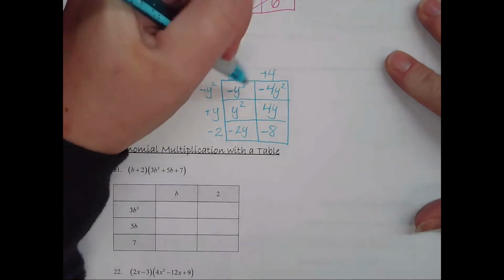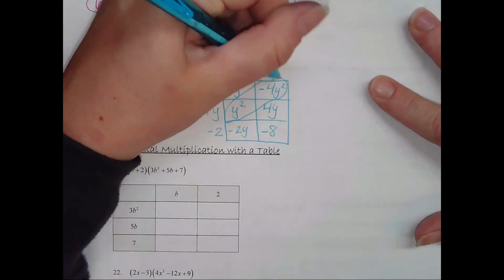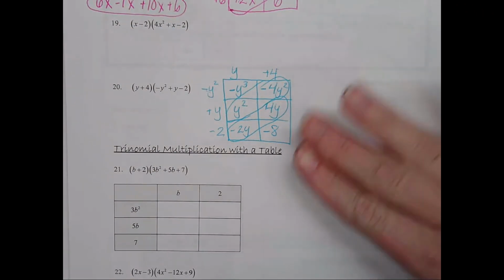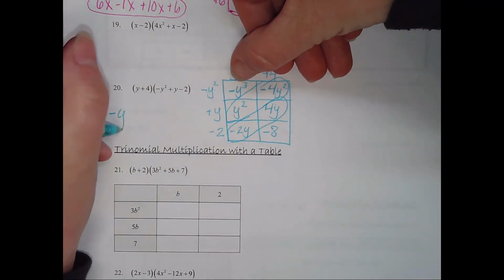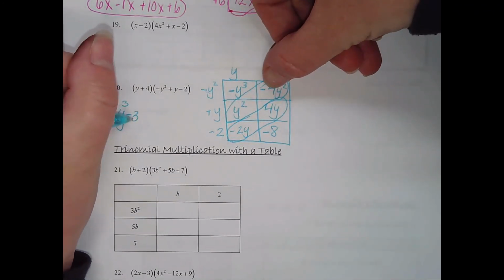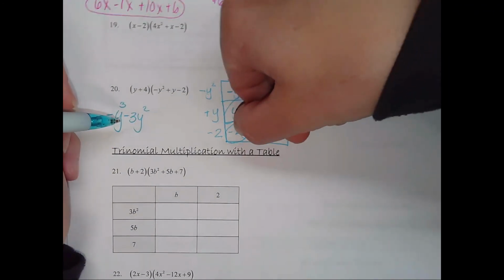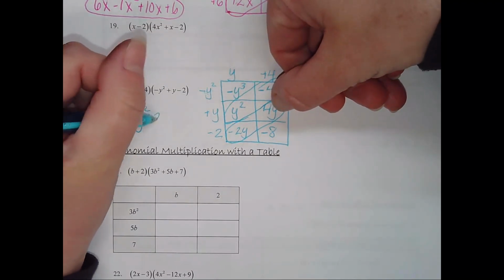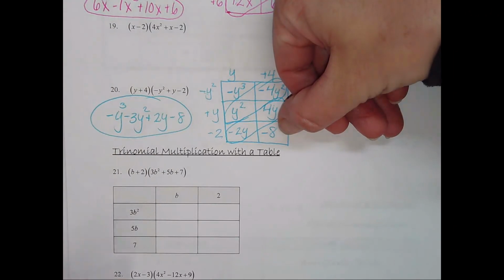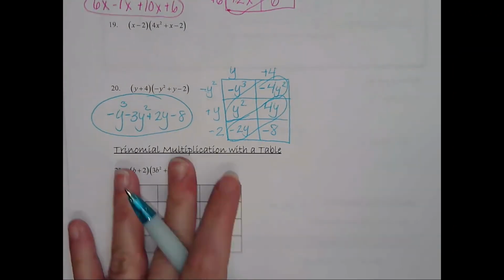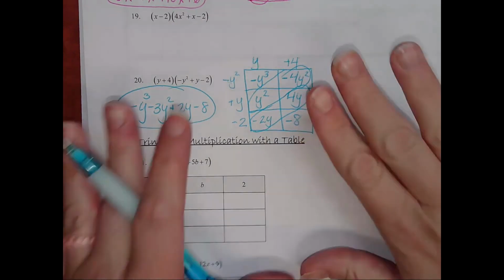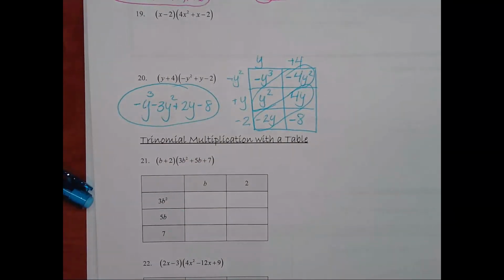And then again, look at guys, look how nice this is. Here's where you combine like terms, all in the diagonals. So negative y cubed has nothing to combine with. 1 plus negative 4 is negative 3. Negative 2 plus 4 is 2. And then minus 8. And that's it. You don't have to think and jump around and look for where your like terms are at. They're always going to be in the diagonal, and it's so nice and organized for you.